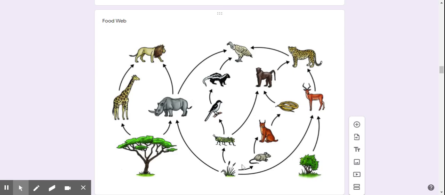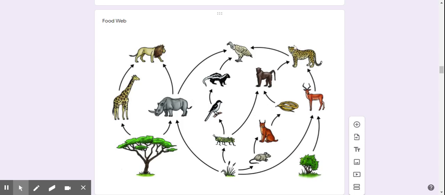So let's find the longest path that we can find. So we got grass to rat, 5,000 divided by 10 to 500. We go to the bobcat, divide 500 by 10 to get 50. Bobcat to snake, divide 50 by 10 to get 5. Snake to the baboon, divide 5 by 10 to get 0.5. Wait, let me check my math real quick. Yes, 0.5 for the baboon.